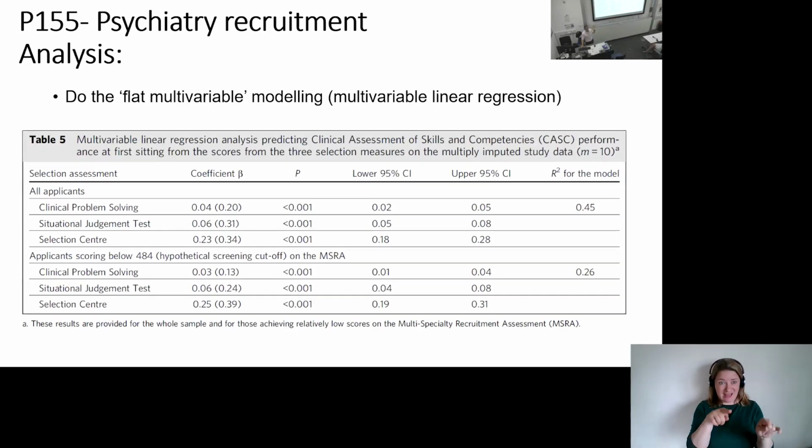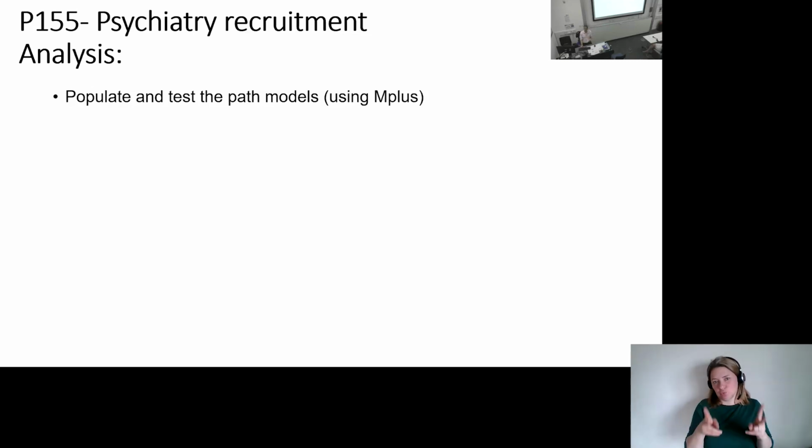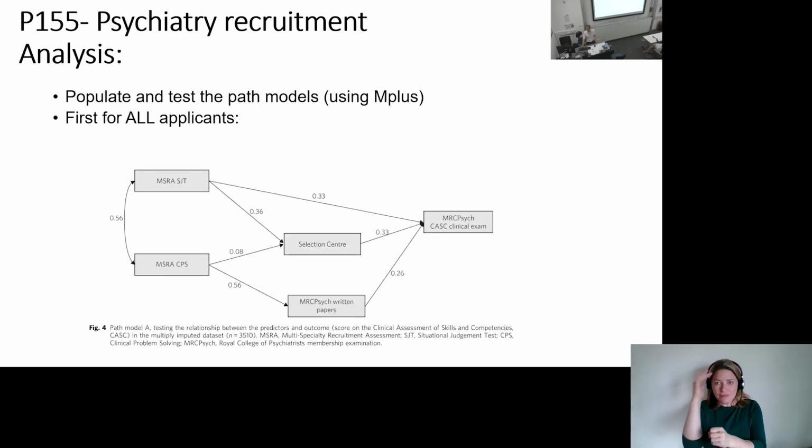If you do this, there are some statistical traps, and I don't recommend you just leave it here. But you can see effectively, if you pretend everything acts at the same time, you can see what the independent effects are in a very simplistic way. But then finally, you work up to testing the path model, which is your hypothetical model. So we tested it for all applicants initially, and you can see here, the selection center scores had just as much predictive power to predict the CAS performance as the situational judgment test.